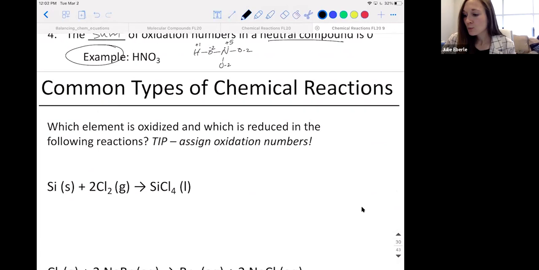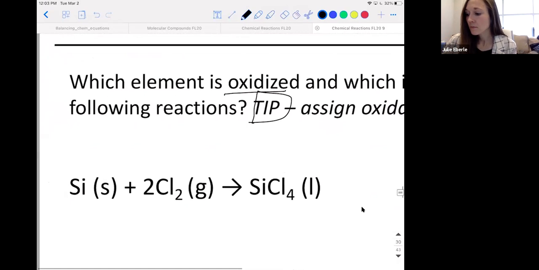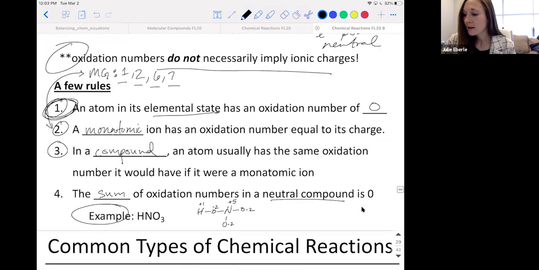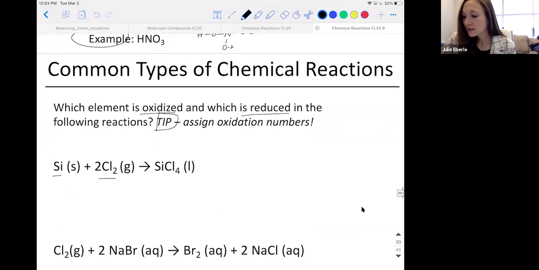In the following reaction, which element is oxidized and which one is reduced? Tip, start out assigning oxidation numbers. If I give you a reaction and ask, is this precipitation? Is it acid-base? Is it redox? If you recognize that it's not precipitation and not acid-base and you're thinking maybe it's redox, go through and assign oxidation numbers. On the reactant side, what oxidation numbers would you give silicon and chlorine? They're elements by themselves, so that corresponds with rule number 1. An element by itself should be a 0, 0.